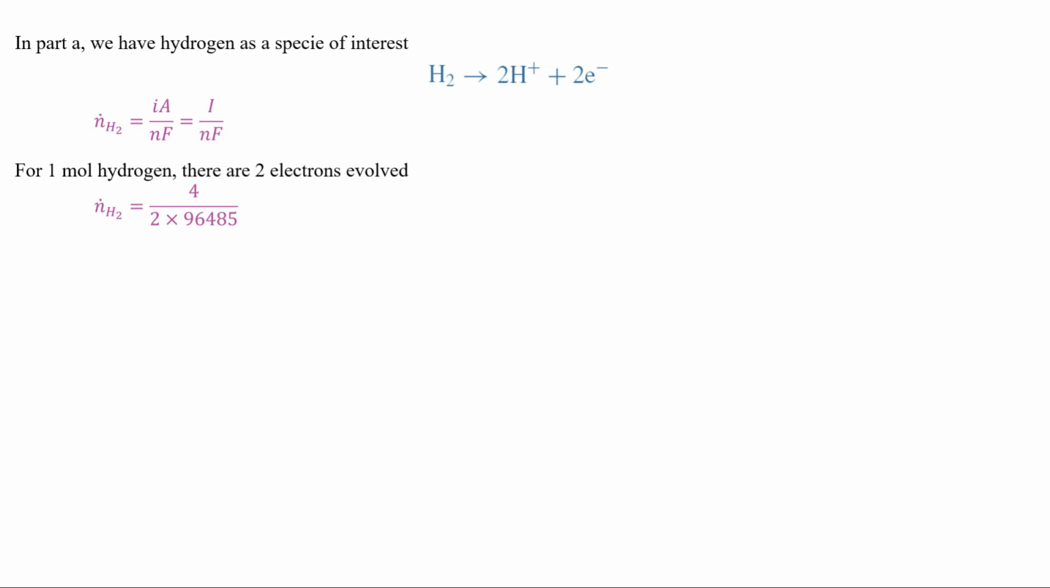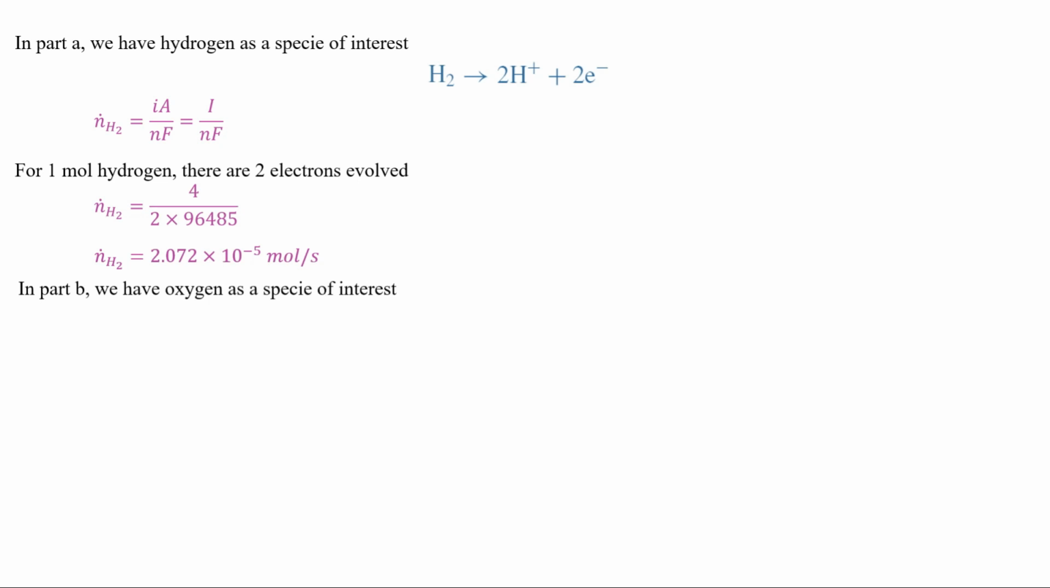So by substituting I equals 4 ampere, N equals 2, which is the number of electrons involved in 1 molar hydrogen reaction, and F is the Faraday constant, whose value is 96485, the molar flow rate of hydrogen comes out to be 2.072 × 10^-5 mole per second. This will be the minimum amount of hydrogen required in order to produce 4 ampere current.